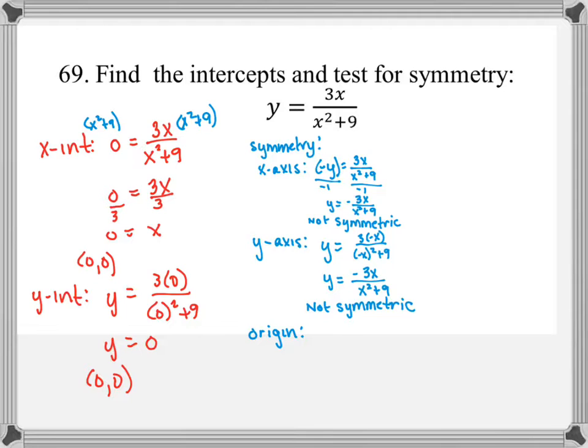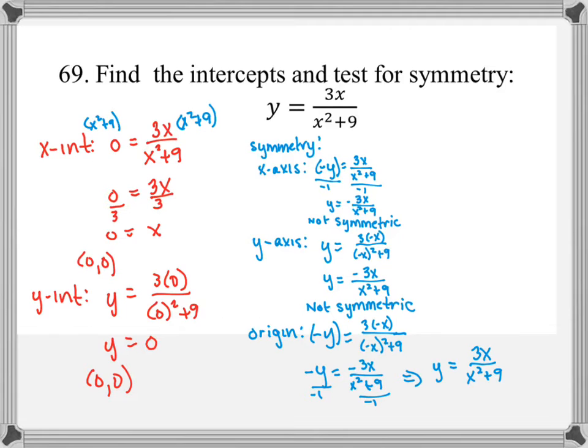Let's check symmetry with respect to the origin. We'll put the opposite of y in and the opposite of x in. So we get the opposite of y equals negative 3x over x squared plus 9. Divide both sides by -1. We get y equals 3x over x squared plus 9. So this is symmetric with respect to the origin, because again, we ended up with the same exact equation that we started with.